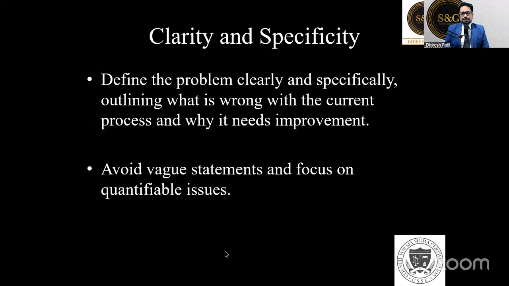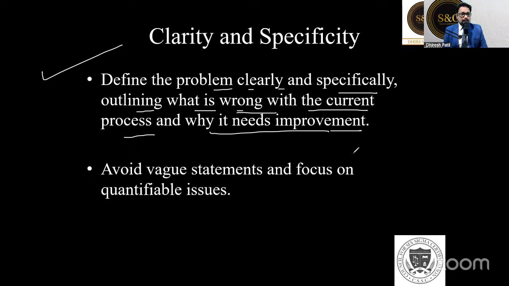Then clarity and specificity, which is a very, very important characteristic of crafting the perfect Lean Six Sigma project. Define the problem clearly and specifically, outlining what is wrong with the current process and why it needs improvement. That's why in the project charter we have the business case, problem statement and goal statement. These are the three statements where we clearly and specifically mention what exactly the problem is, how big it is, since when it has existed, and what its impact is, everything.